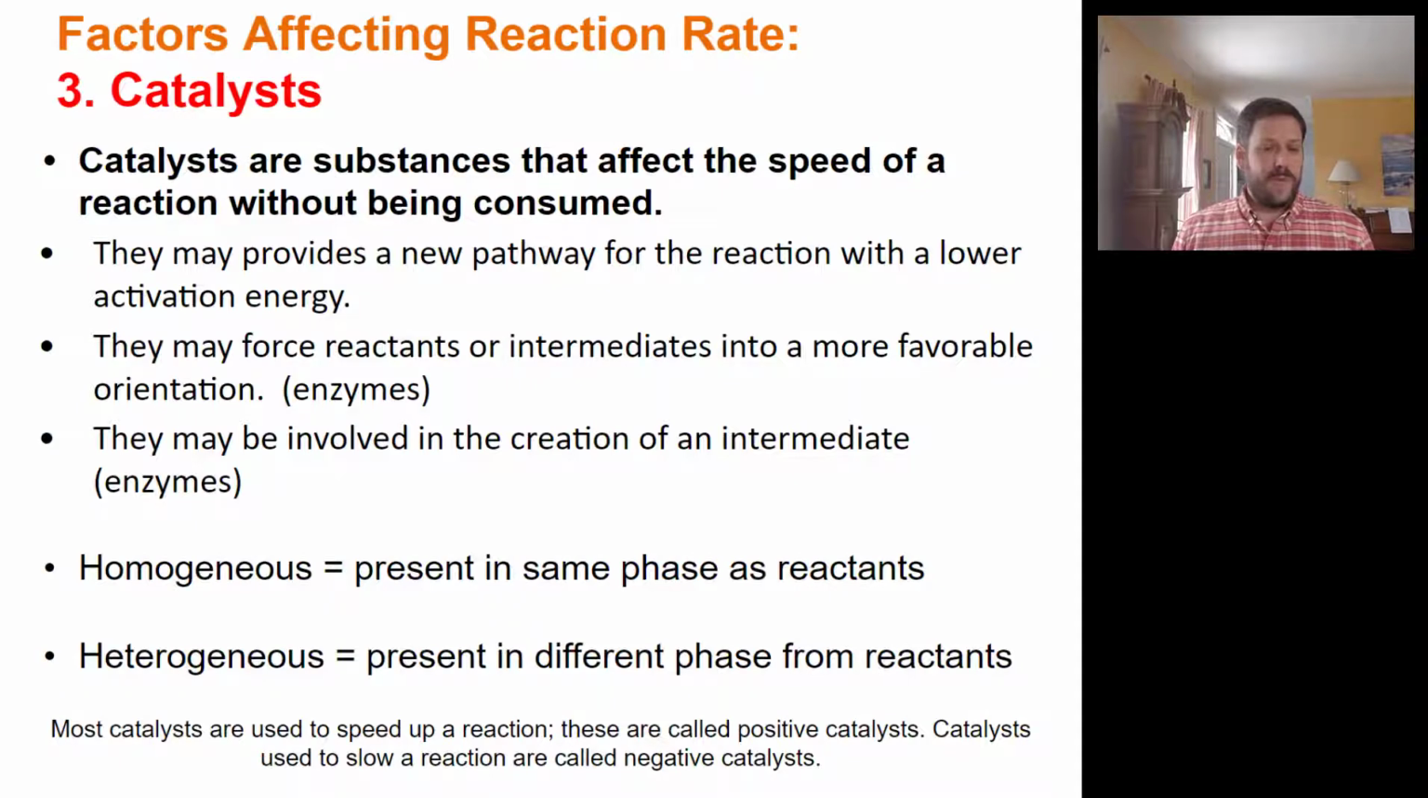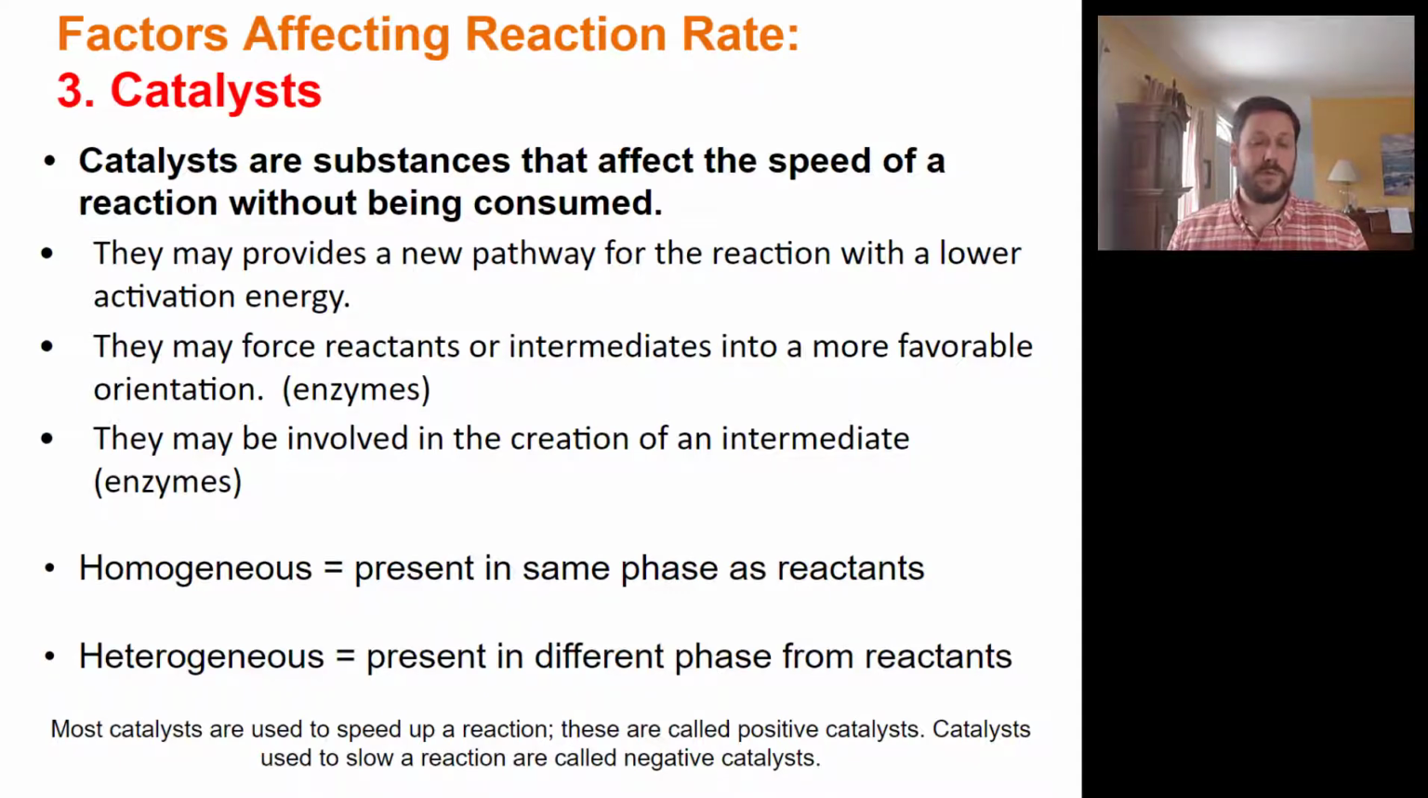They also may force a more favorable orientation of reactant molecules, and enzymes are an example of that. The intermediates or the reactants may be oriented properly to increase collisions that are effective, and they may also be involved in the creation of an intermediate that may or may not introduce a new reaction pathway, but they may help to create a higher concentration of an intermediate, which is going to facilitate a rate of a reaction.